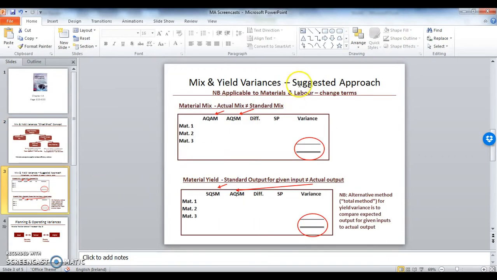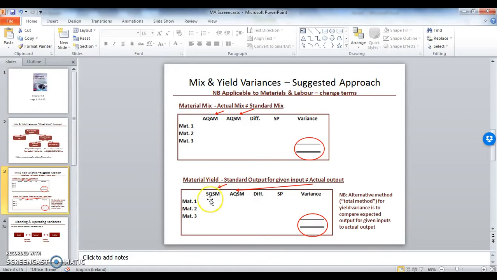So the way you should approach mix and yield variances, again either materials or labour, is to set up a table. For material mix, where you want to compare the actual mix to the standard mix, you do AQAM for one column, so actual quantity, actual mix. Compare that to actual quantity standard mix. You can see the quantity stays the same, all you're worried about is AM versus SM. Then you take the difference, multiply by the standard price, or if it's labour, the standard rate, and you get the variance. The total of these variances is your material mix. One important thing to note is to be careful with your labelling, whether it's an adverse or a favourable variance.